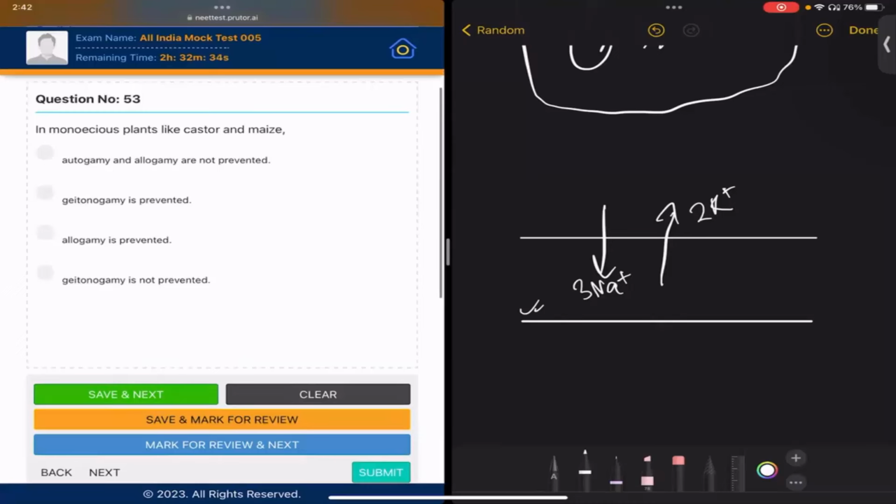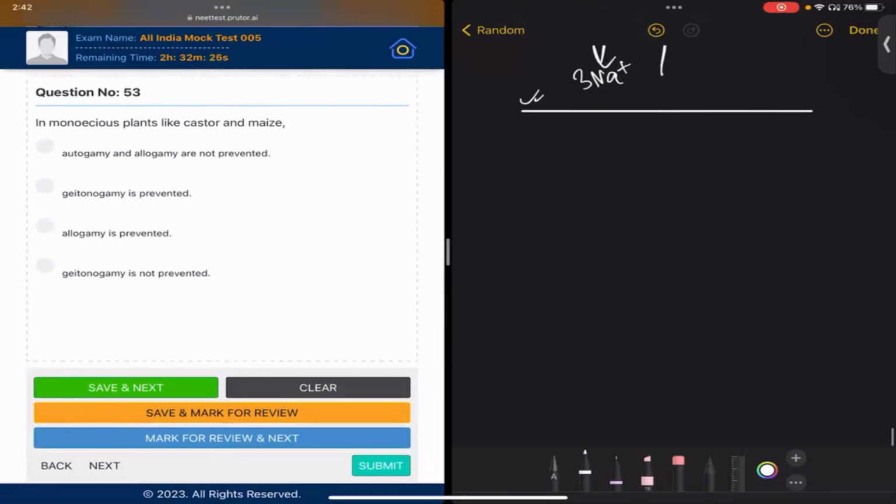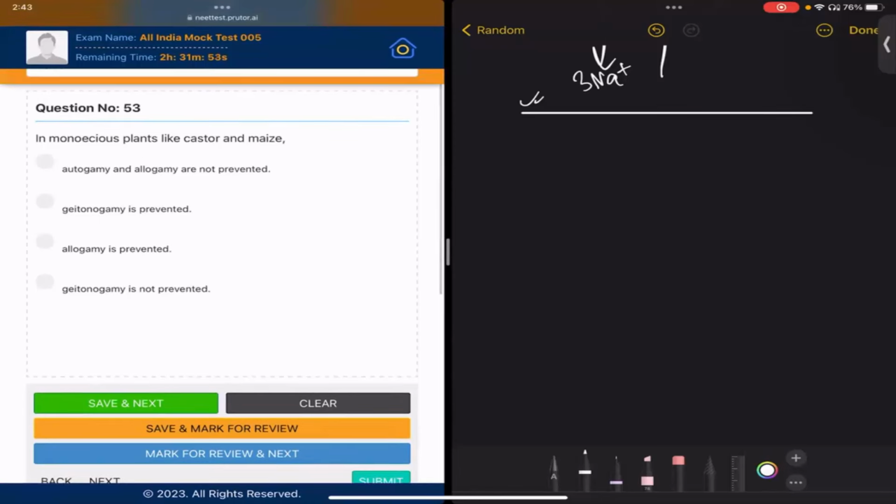Okay. Monoecious plants like castor and maize, autogamy and allogamy are not prevented. मोनोसियस है. मोनोसियस प्लांट्स में दोनों चीजें प्रिवेंट हो जाती हैं, बट लेट मी सी. ऑटोगैमी इज प्रिवेंटेड. ओके. जिटिनोगैमी इज प्रिवेंटेड. एलोगैमी इज प्रिवेंटेड. जिटिनोगैमी मोनोसियस प्लांट है, बट दूसरे फ्लावर पे तो लाइक पॉलिनेशन हो सकता है एज फार एज आई कैन रिमेम्बर. So I guess the geitonogamy is not prevented. Should be the answer for this maybe.